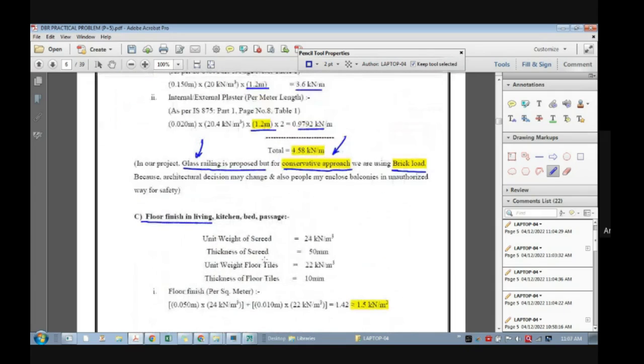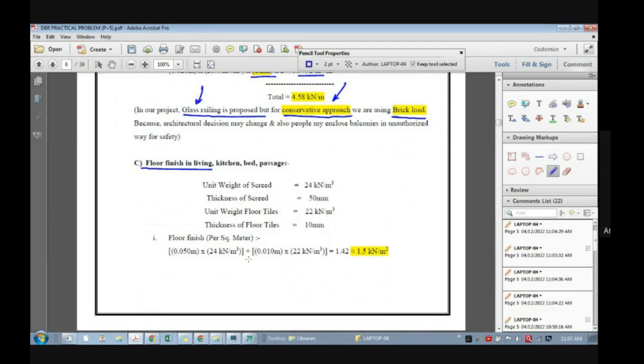So how can we calculate the weight of the tiles or weight of floor finish? I will show you. Let's say this is your tile, and below that there is a screed. Screed material is generally mortar. The total floor finish load will be the weight of screed and weight of tile. So for that, you should know the density of tile and density of mortar.